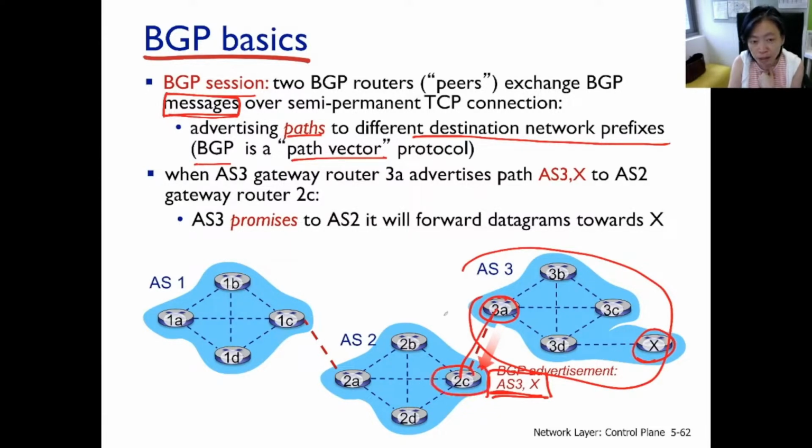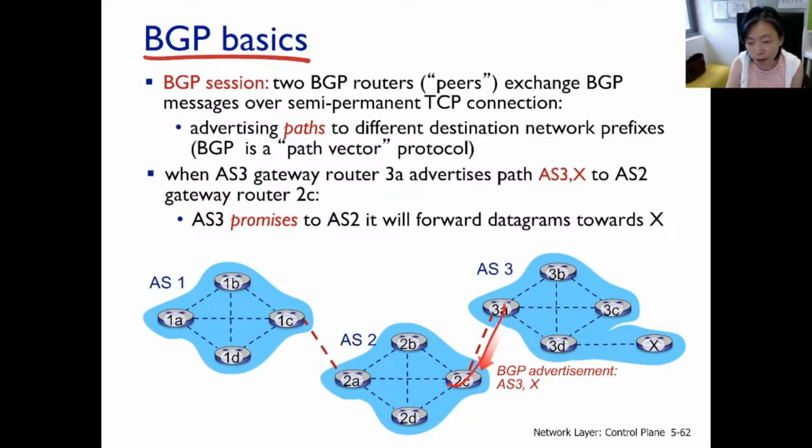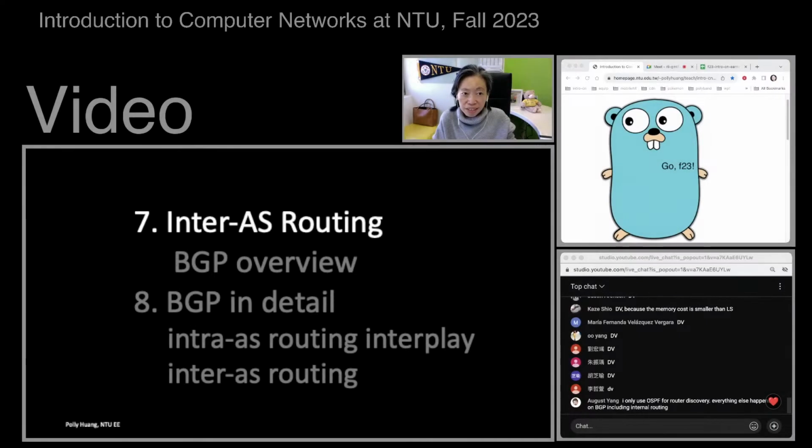So 2C here will receive the AS path, AS3, X. So AS3's gateway router 3A will advertise the path to AS2's gateway router 2C. When AS3 does this, it's also saying that AS3 promises AS2 to relay packets on behalf of AS2 so that it can reach destination X. Right? So that was BGP and how these path vectors are passed around, accumulate and propagate further. Sounds like what? Distance vector.